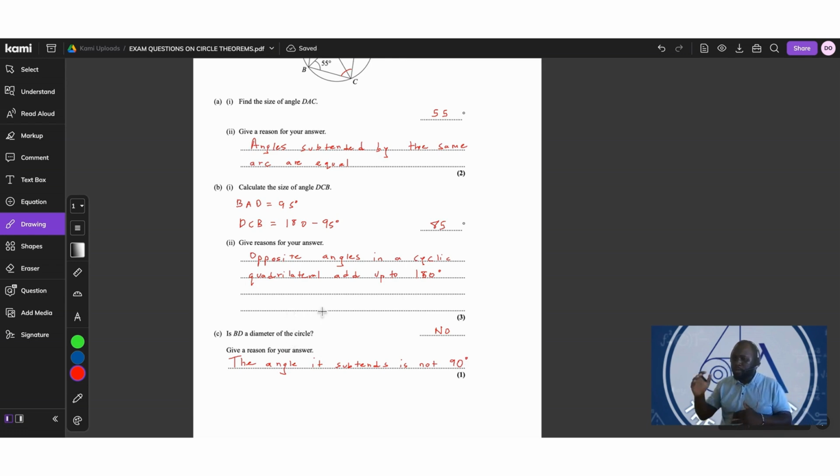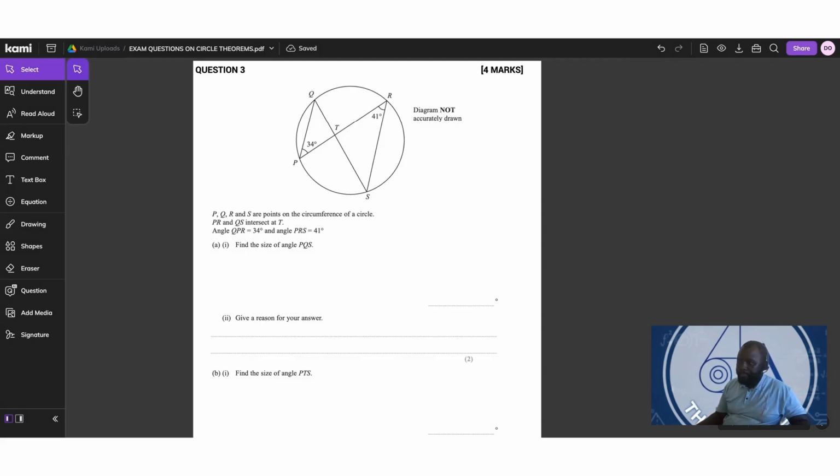So normally, if the question is broken down like this, we go step by step. We're able to prove the theorems. It's always much, much easier. So let's see what question 3 has for us. Now, question 3 is also similar to what we've done in question 2.